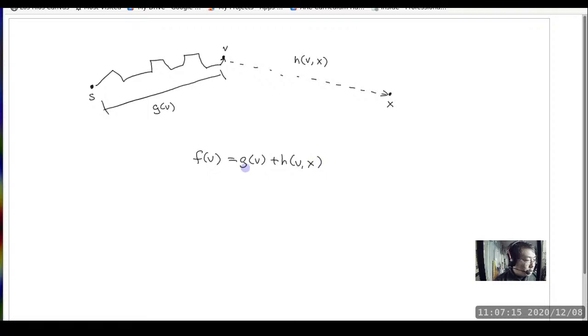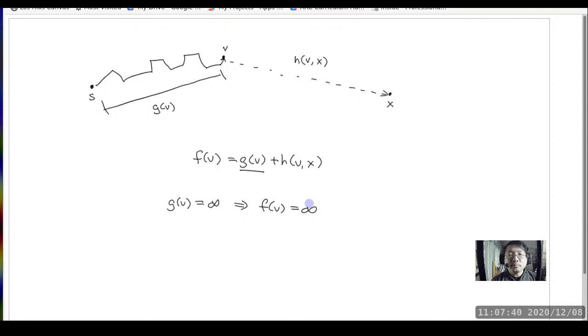So using this equation, we know that if G of V is infinity, in other words, we don't even know whether there is a way to go from the starting point to vertex V, then F of V is going to be infinity as well. Okay, so in other words, we can say G of V is infinity implies that F of V is infinity as well. That kind of makes sense, right?